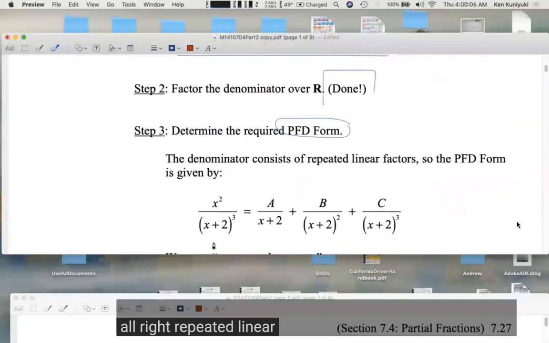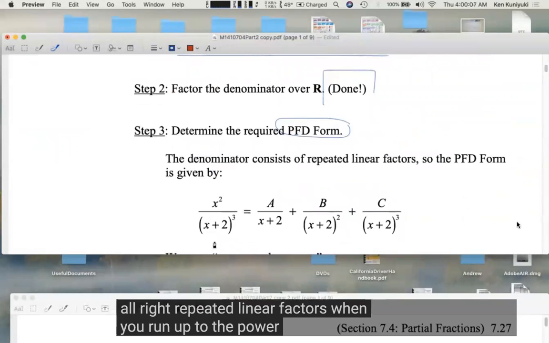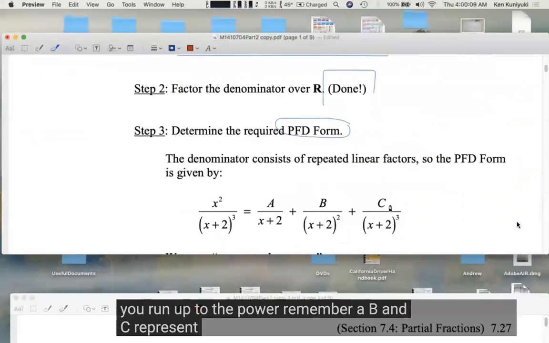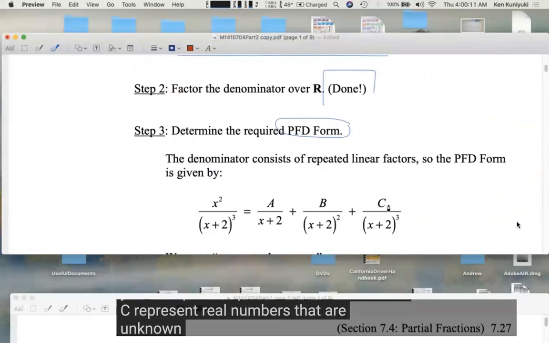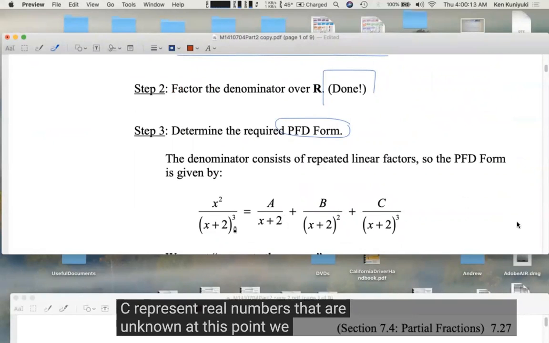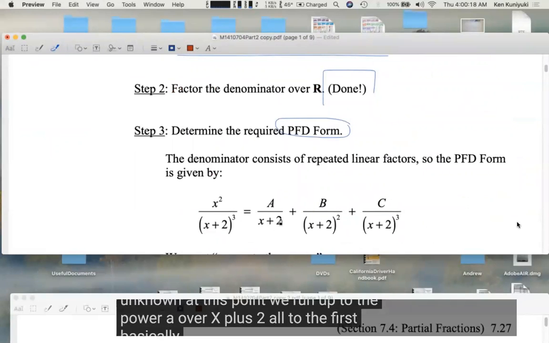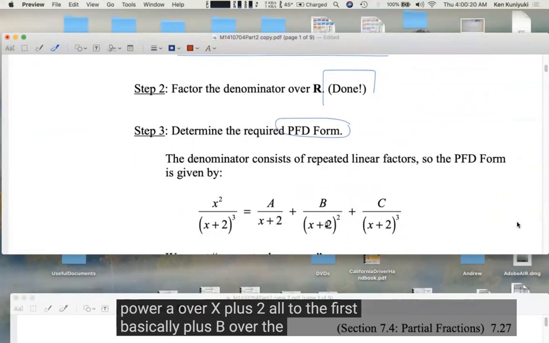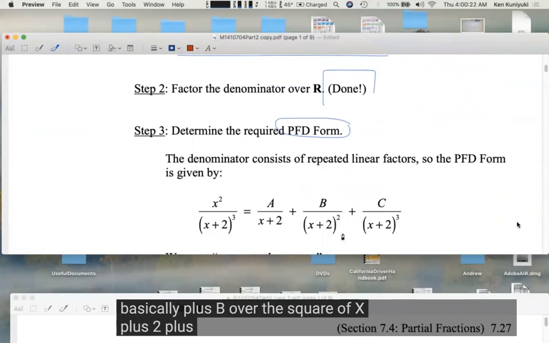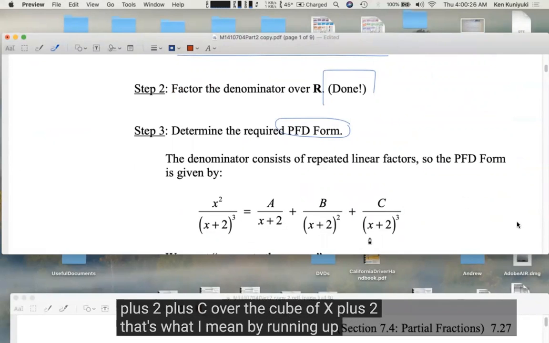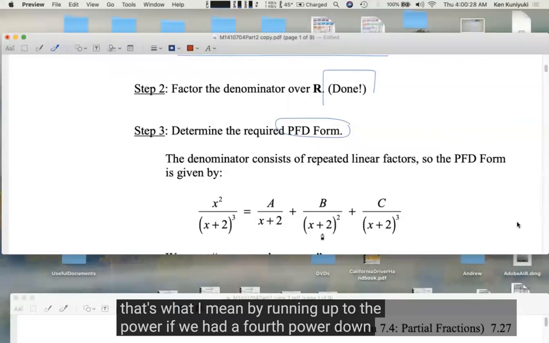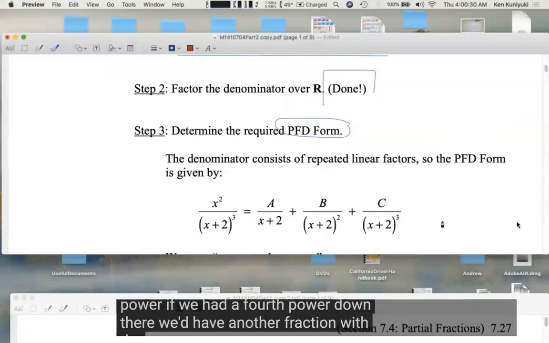All right, repeated linear factors, we run up to the power. Remember, A, B, and C represent real numbers that are unknown at this point. A over x plus 2, all to the first basically, plus B over the square of x plus 2, plus C over the cube of x plus 2. That's what I mean by running up to the power. If we had a fourth power down there, we'd have another fraction with the fourth power down there.